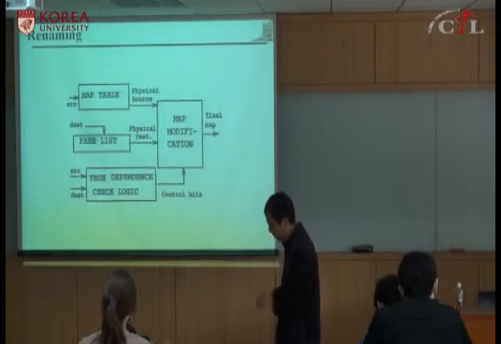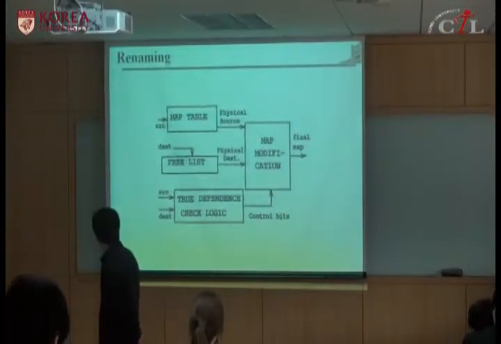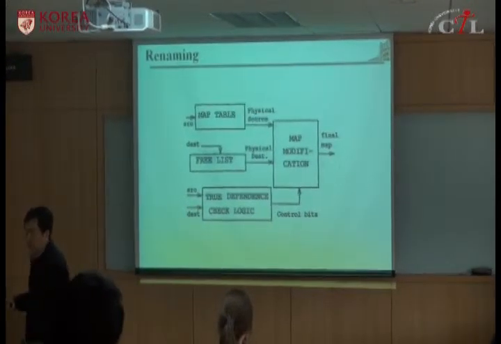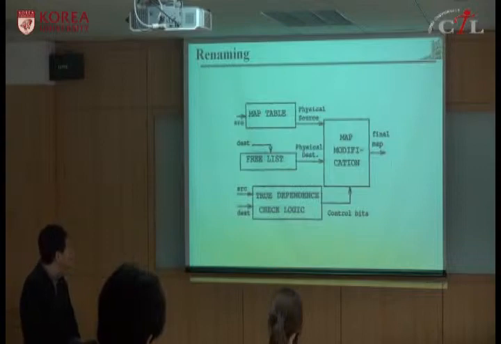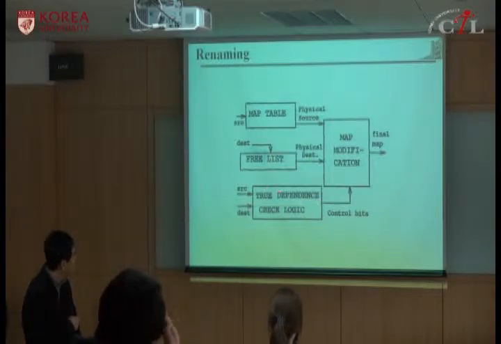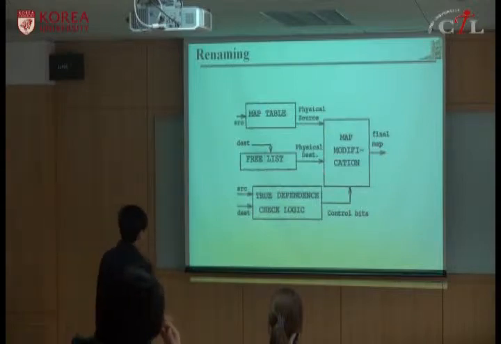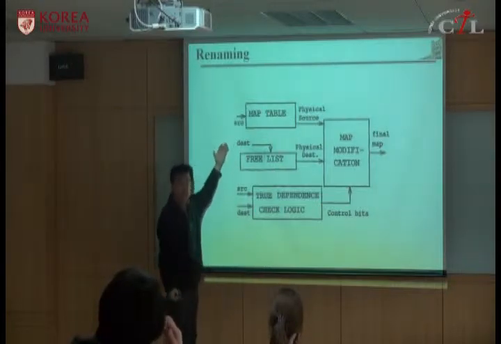Okay, so the register renaming structure is like this. This is for Intel processors. You have a map table, a free list, dependence checking logic, and map modification. The basic idea is to start from here. You have a set of physical registers.